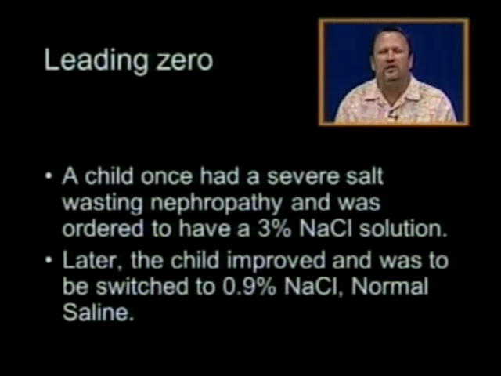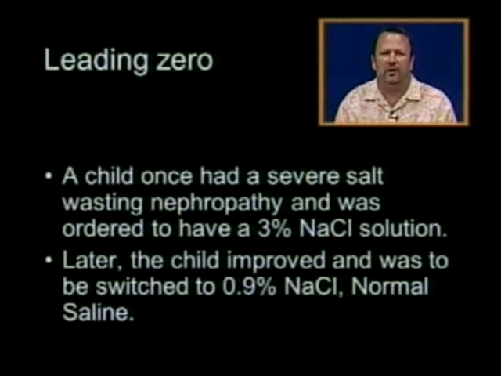So they ordered the child to have a 3% sodium chloride solution. 3% sodium chloride is very concentrated. It's going to be very rare for you to ever see anyone on a 3% sodium chloride solution. Well, later the child did really well, and they wanted to switch to 0.9% sodium chloride, and we call that normal saline. There's a reason normal saline is called normal, because it's like normal concentration of salt physiologically.